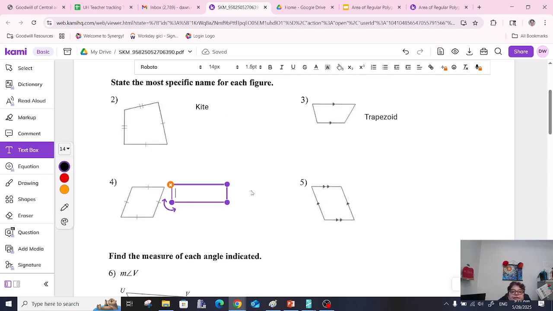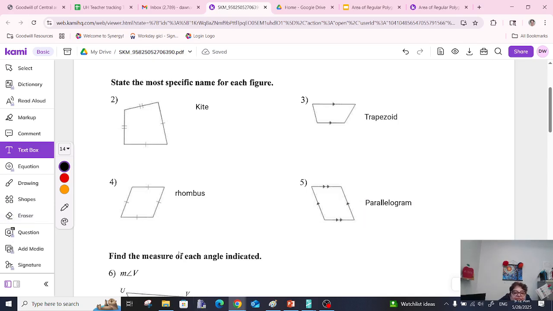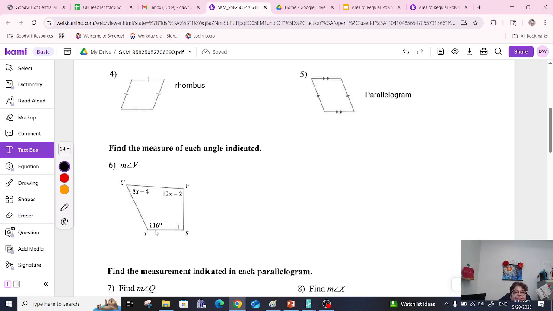What about this one? This is a rhombus. And what about this one? Parallelogram. Okay? Now, over here it says find the measure of each angle indicated. And it's wanting us to find angle V.